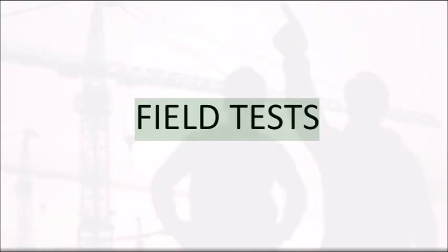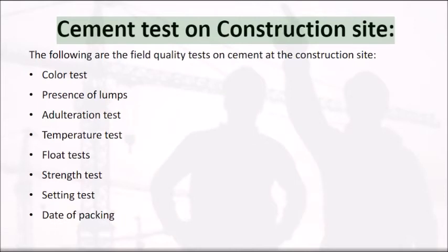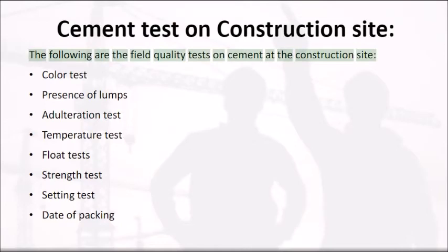Field tests. Cement tests on a construction site. The following are the field quality tests on cement at the construction site. Color test. Presence of lumps. Adulteration test. Temperature test. Flow tests. Strength test. Setting test. Date of packing.